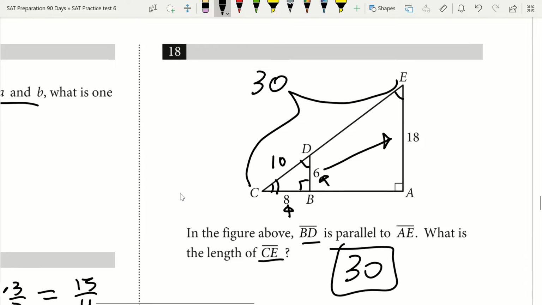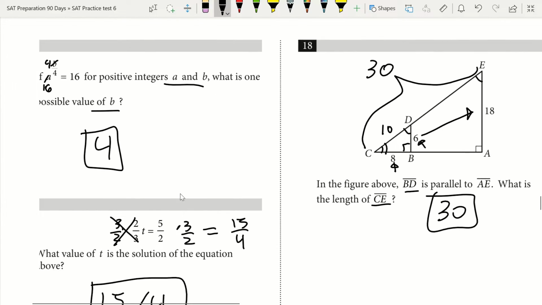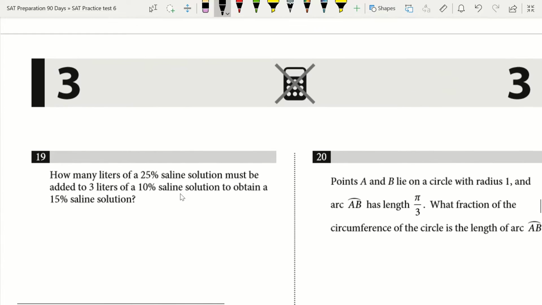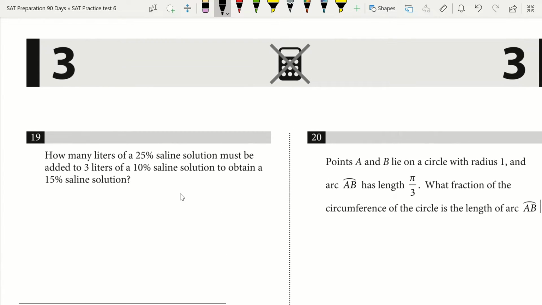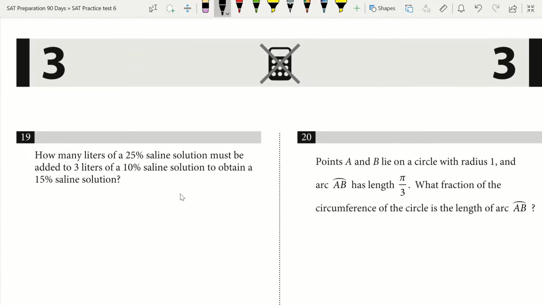Okay, at that point, I'm going to quick glance at 19 and 20 like I talked about yesterday, see if they're easy or not. Okay, I see 19. 19 looks fairly easy. It's very, very short. How many liters of a 25% solution must be added to 3 liters of a 10% solution to get a 15% saline solution?